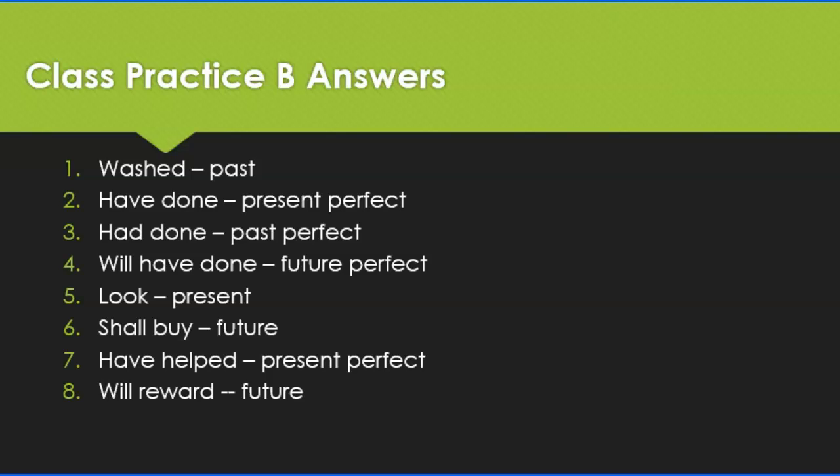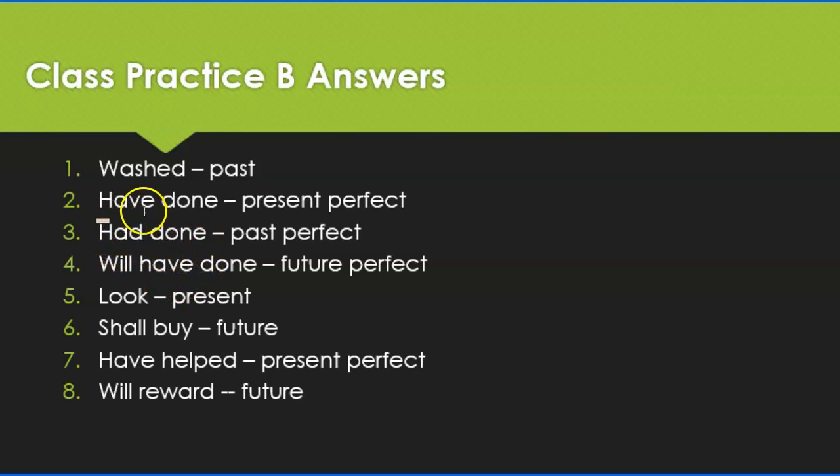Number 5, these peaches look delicious. Look is just present tense. Shall we buy a bushel of them? Shall buy. And you do not have or has in here. So it is just simply future. Some friends have helped with the extra work. Have helped is present perfect. And number 8, God will surely reward them for their kindness. Will reward is future.